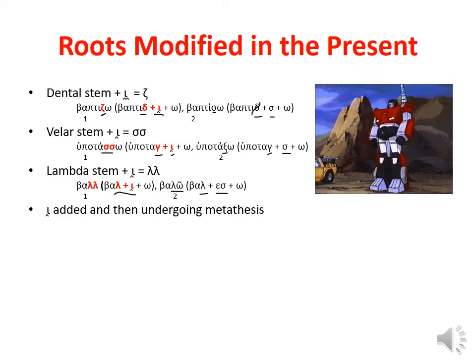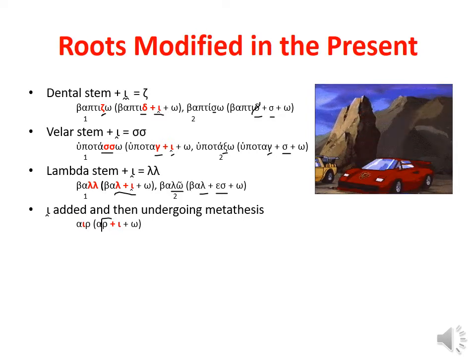In other cases, you'll add a consonantal iota and then you'll have metathesis. Metathesis simply means that two letters change places. So REO will become IRO.